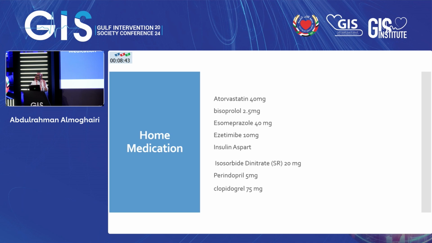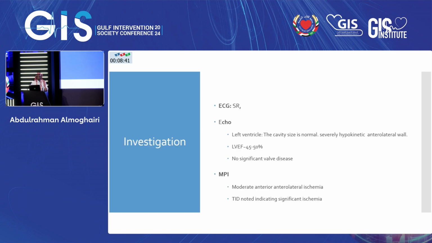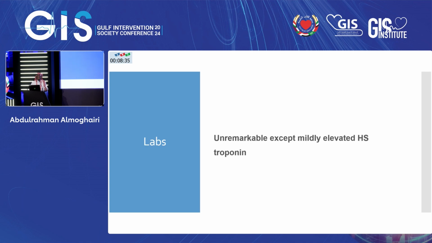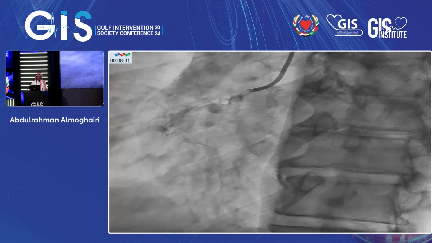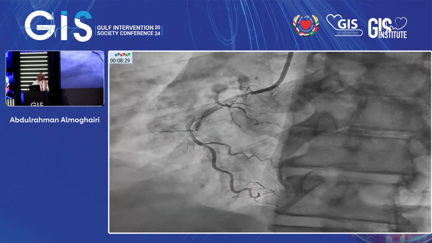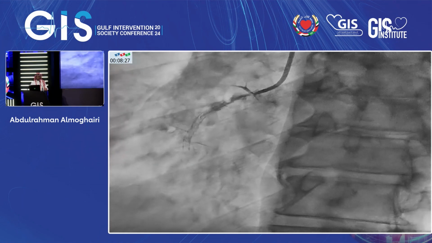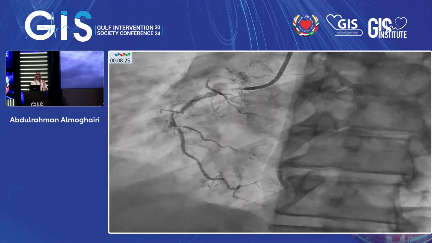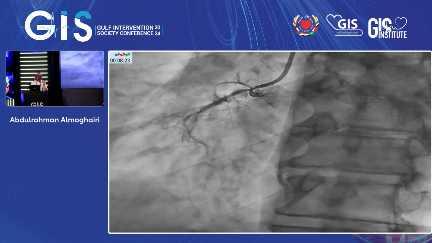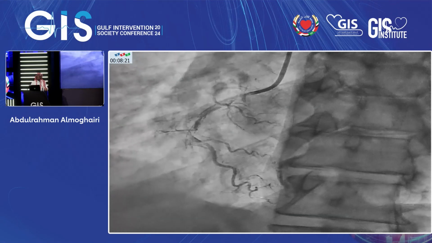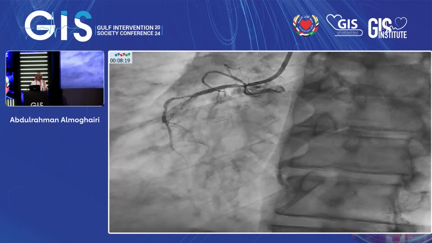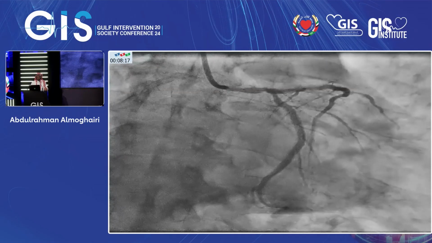And this is his medications. He's on optimal medical therapy, and the non-invasive imaging results. And then the modest elevation of the troponins, and this is his coronary angiogram. He had a stent in the past. The stent in the RCA is occluded, with diffuse disease, as we see, and a long stent.